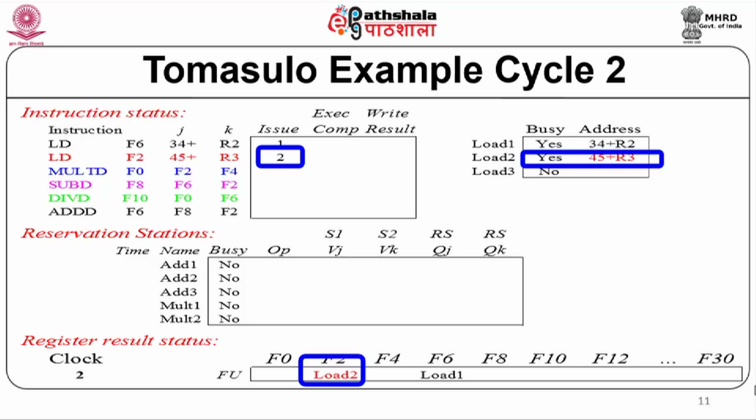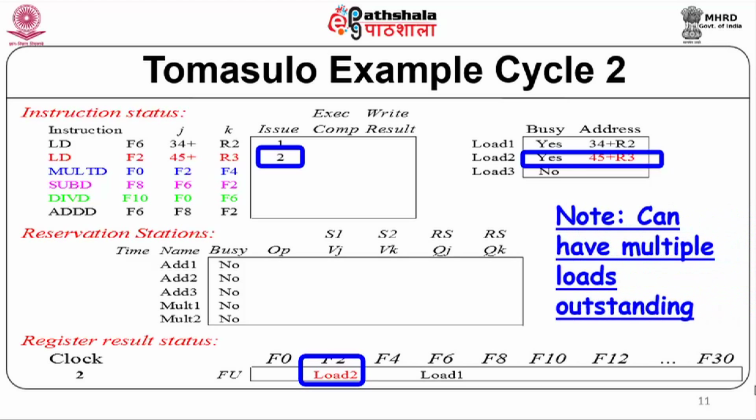In the meantime, assume that the first instruction will move on from the issue stage to the effective address calculation stage. So, when the second load instruction is being issued, the first load instruction will do an effective address calculation. The address of 34 plus the contents of R2 will be calculated and stored in your load buffer entry. And similarly, because you have already issued the second load instruction, observe that the result register status indicates that F2 has to be modified by your load 2 instruction.